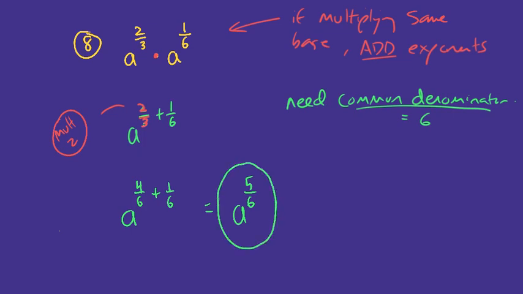And since that's a variable, a to the 5/6, we're not going to make the 6 the index and the 5 the power. We're just going to leave it.